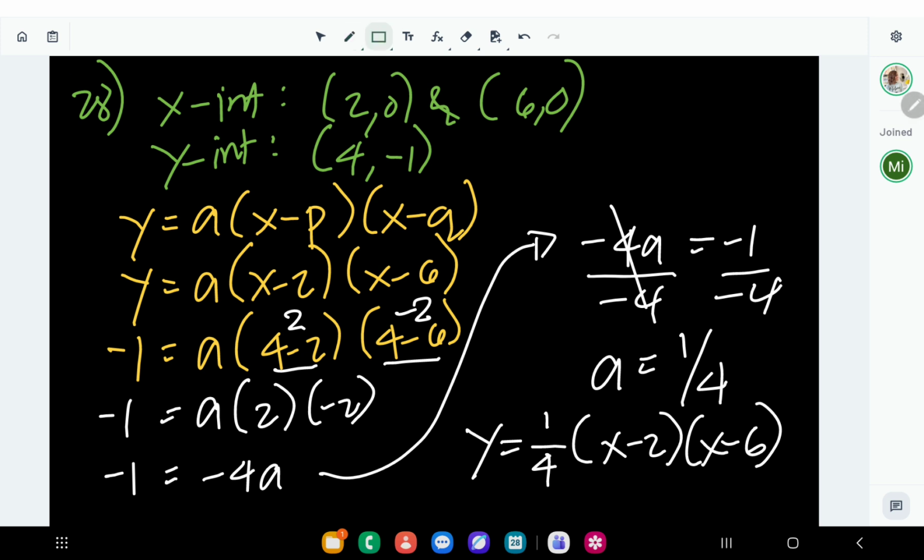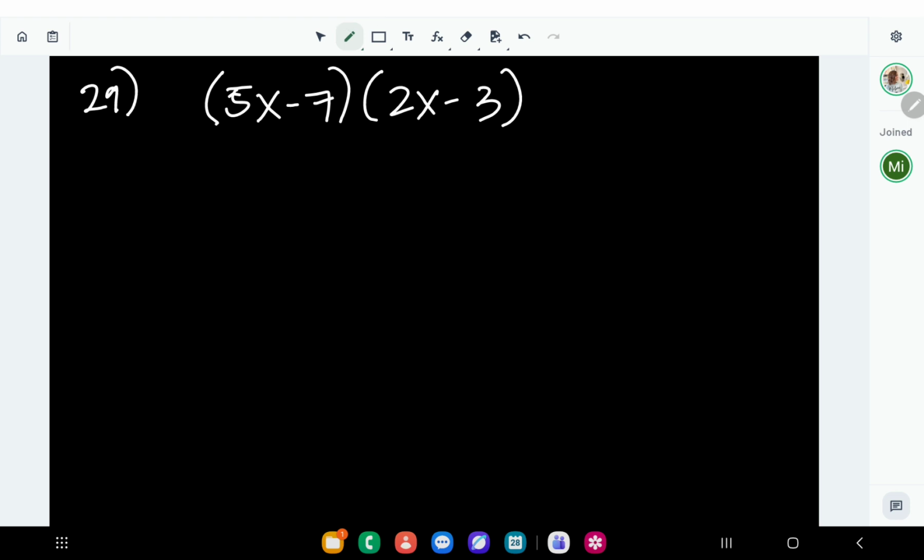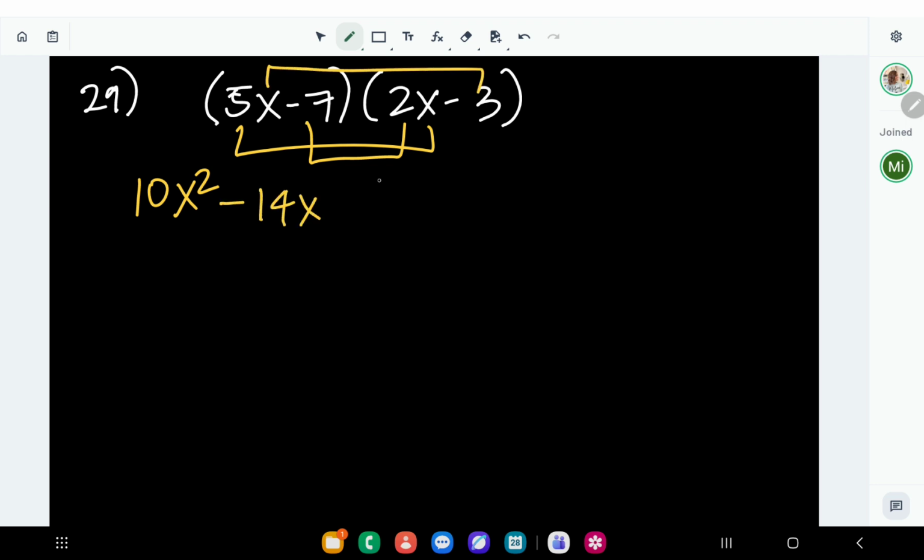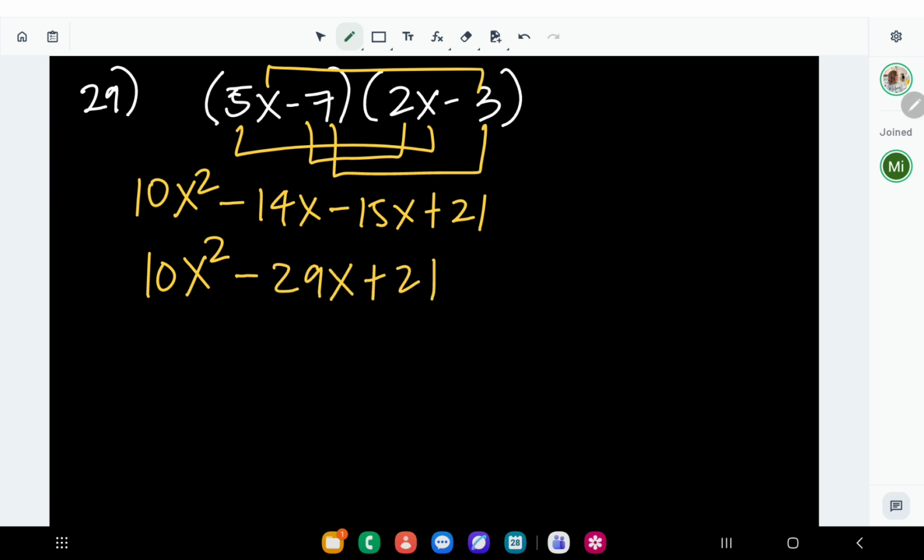All right. So we go to number 29. Multiply the factors and simplify the result. We have 5x minus 7 times 2x minus 3. Okay, you FOIL. So you have 5x times 2x, so that is 10x squared. Then negative 7 times 2x, so that is negative 14x. Then 5x times negative 3, that is negative 15x. Then negative 7 times negative 3 is 21. And we have 10x squared minus 29x plus 21. Did you get the same? Okay.